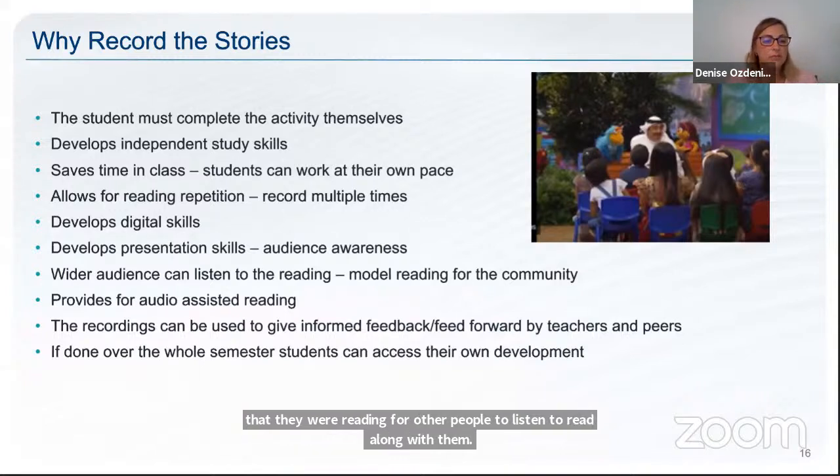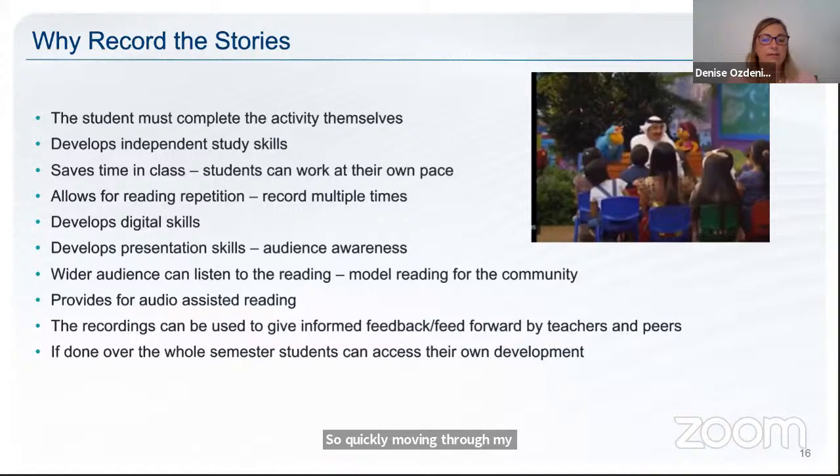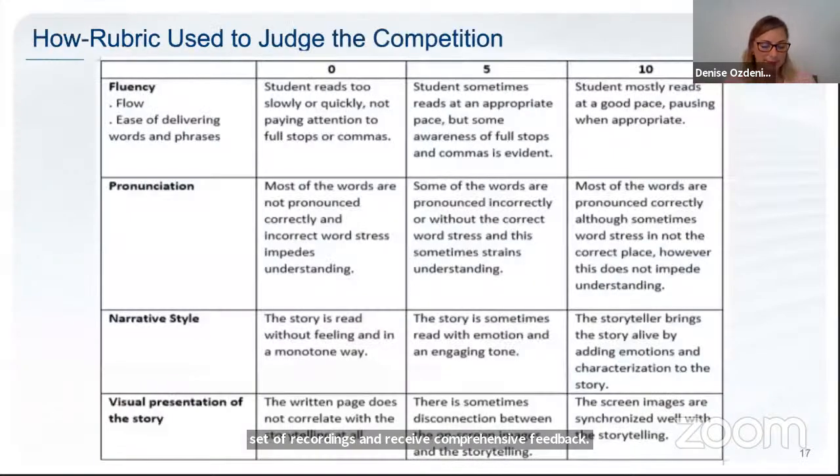So quickly moving through my slide here, again, student created work generated more audio assisted reading and meant that the students could see their progress over a set of recordings and receive comprehensive feedback. Okay, next slide, please, Helen.